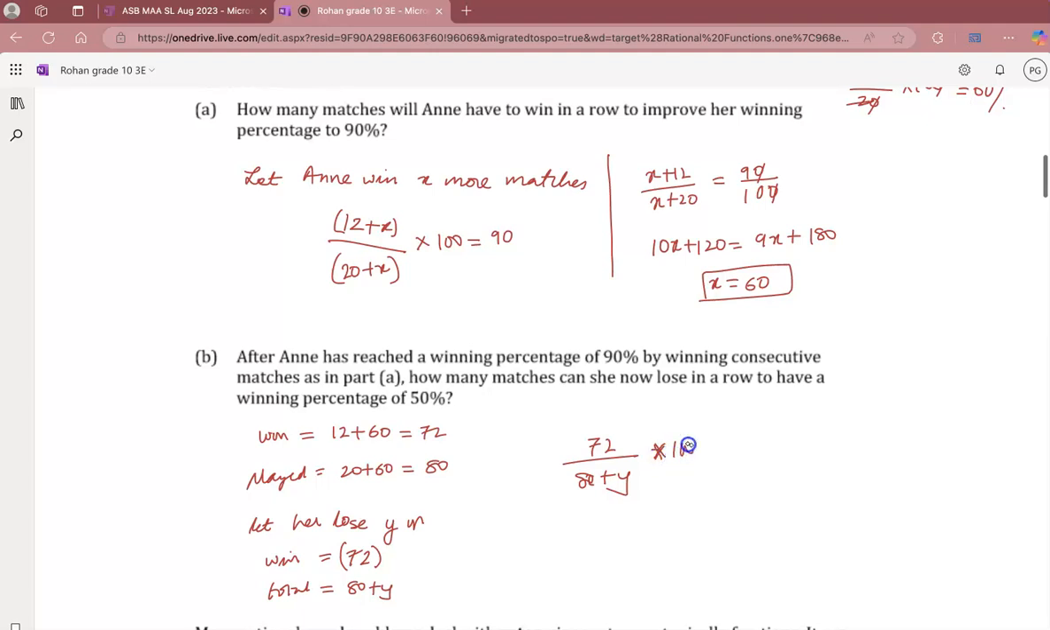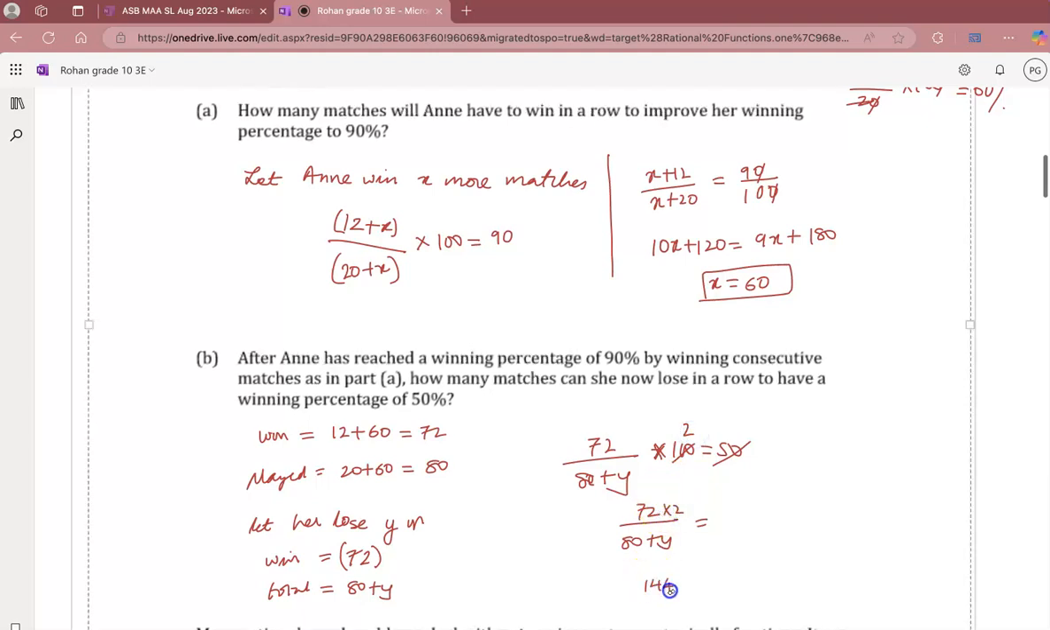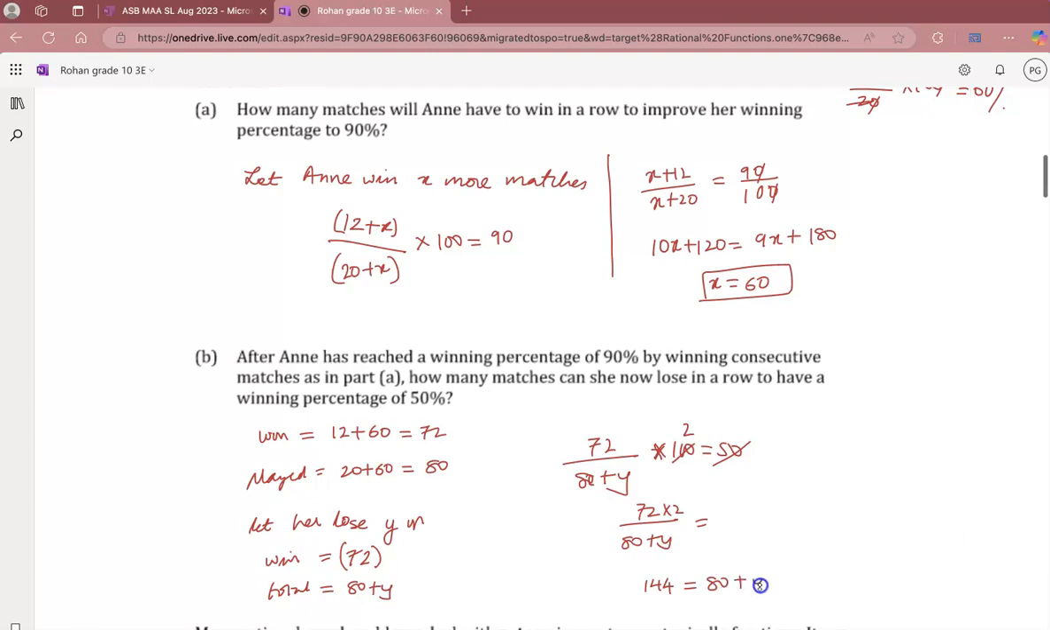Because we got a fraction answer. So 72 upon 80 plus y is equal to 2 times 2. So how much is that? 144 on 80 plus y. Yeah, that makes more sense, because you have a fraction. So 64 matches she has to lose. That's crazy.